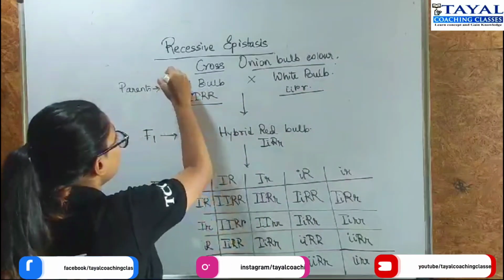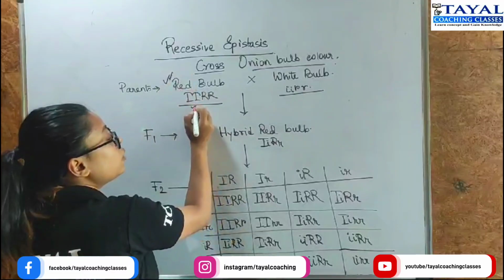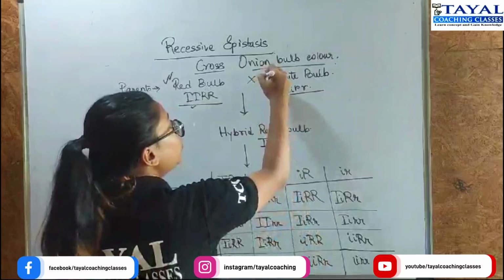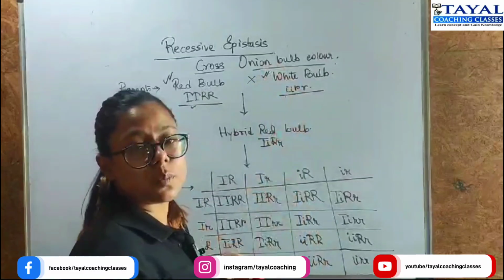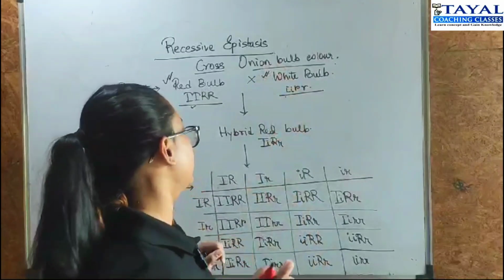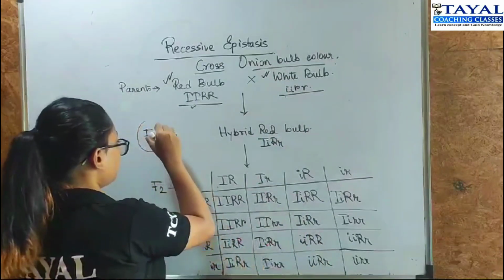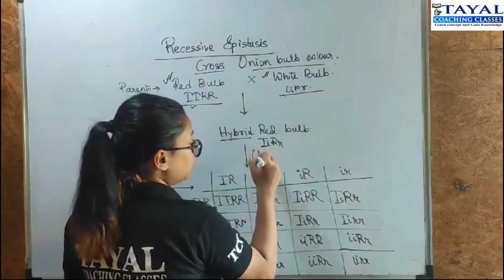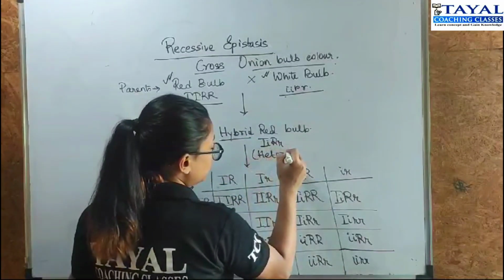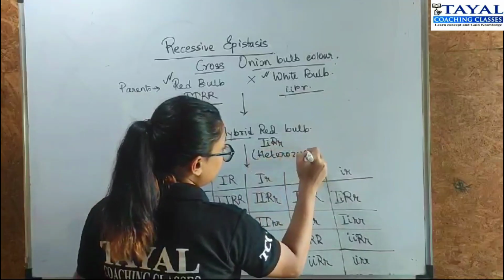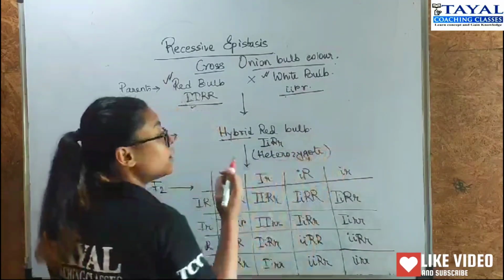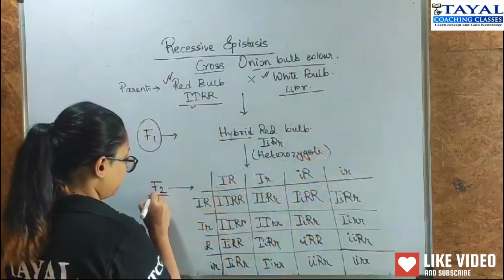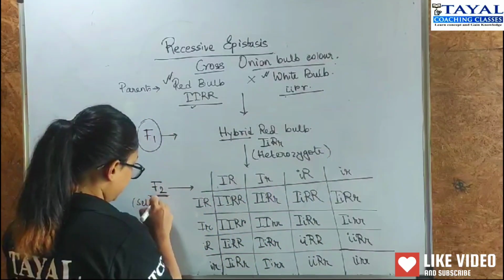So we will take a red bulb with a genotypic composition of capital I, capital I, capital R, capital R, and a white bulb with a genetic composition of small i, small i, small r, small r, right? And we will get an F1. This F1 then becomes a hybrid. It becomes a complete heterozygote. So in this case, you get a heterozygous red bulb-bearing onion. You will then, obviously for F2, do selfing of F1.